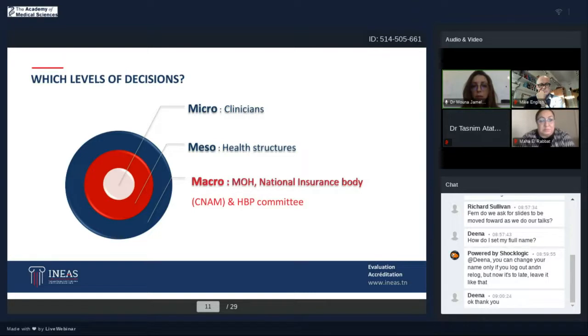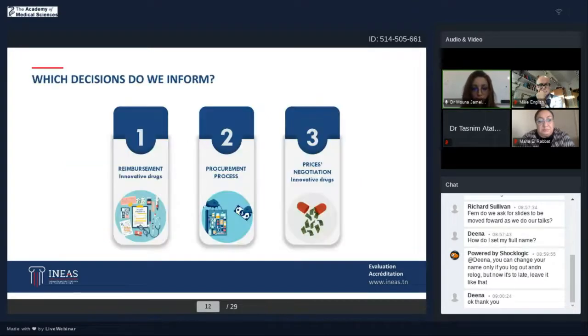So which level of decision-making do we inform? Through the different missions of INEAS, we are informing many levels, going from the micro level, so the prescription level, which is typically informed by clinical practice guidelines. We inform also the health structures, or the meso level, but health technology assessment is usually aimed at informing the macro level of decision making, and usually requests come from the Ministry of Health, from the National Insurance Body, and from the Health Benefit Package Committee, which takes decisions for investment and disinvestment of health technologies.